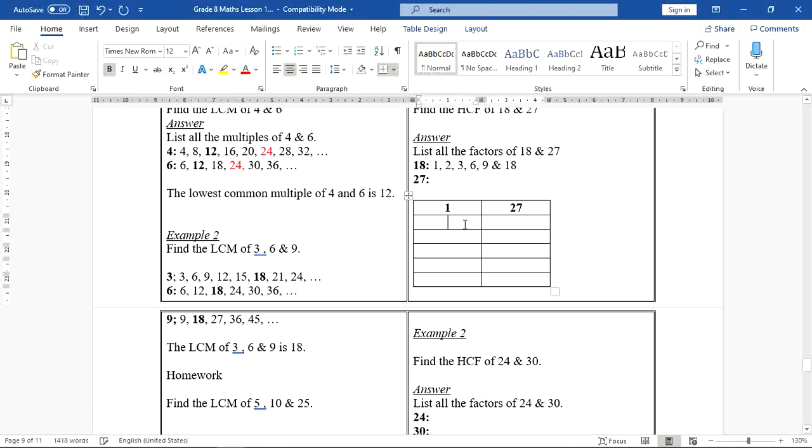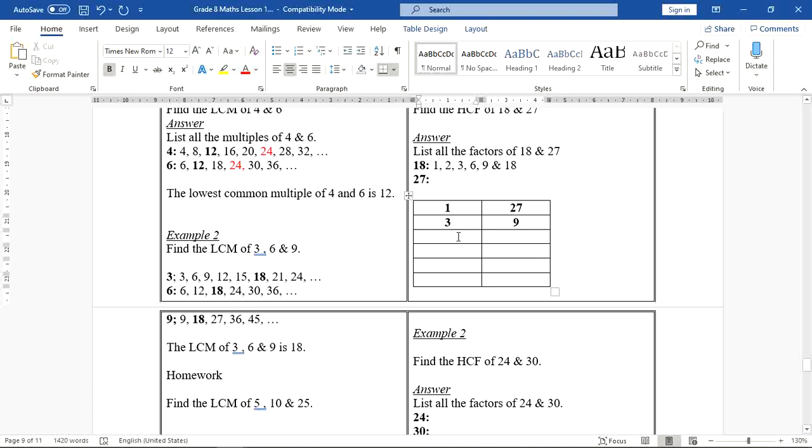Can 2 go into 27? No, because the last digit is an odd number. 2 can only divide a number that ends with a 0, a 2, a 4, a 6, or an 8. If it's an odd number, no. So we move on to 3. Can 3 divide 27? Yes. How many times? 9 times. How do you know that 3 can divide 27? Because 2 plus 7 is 9, and 9 is a multiple of 3. So remember the divisibility rules, very, very important.